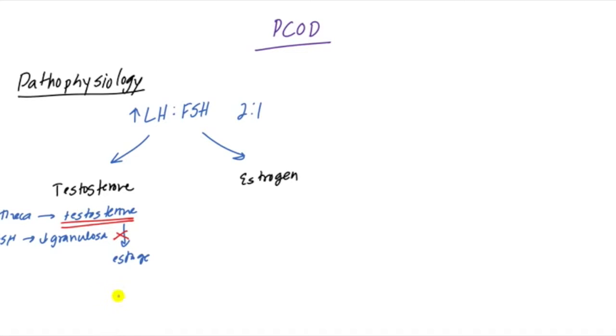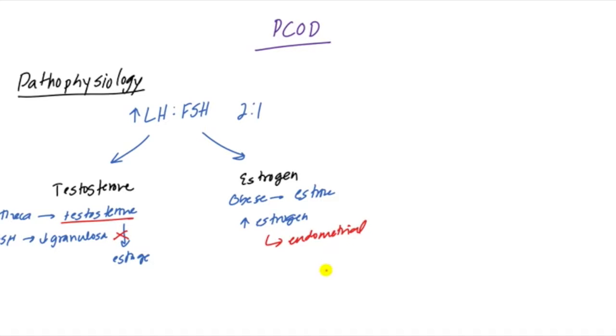Now, in obese patients, however, they have a lot of adipose, and adipose has aromatase, which will convert testosterone into estrone. So in obese patients, they not only have high testosterone, but they also have a high amount of estrogen. And this can oftentimes lead to other problems such as endometrial hyperplasia, which is the effect of estrogen.